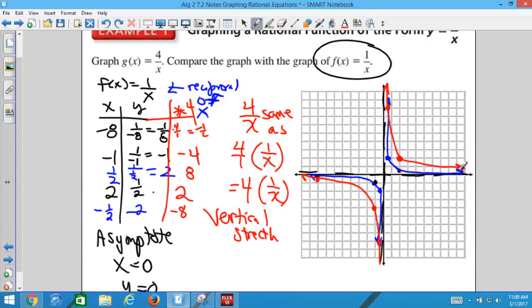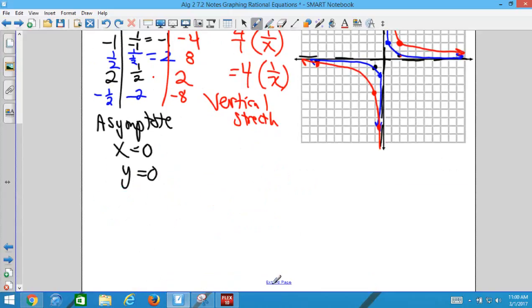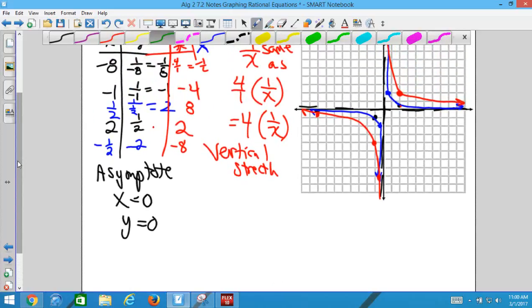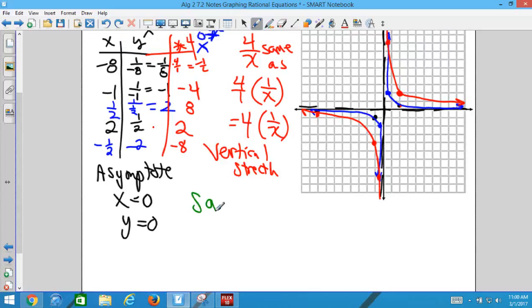So it says compare the two graphs. What could we say about the two graphs? What's something they have in common? What's something they have different? What do the two graphs have in common? They have the same asymptotes. They both have the asymptotes at x equals 0, y equals 0. So they have the same asymptotes.